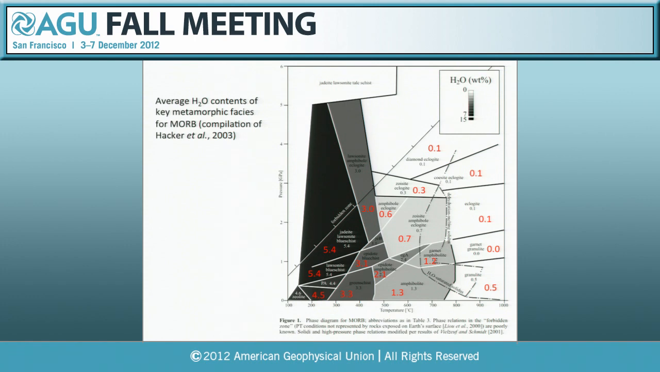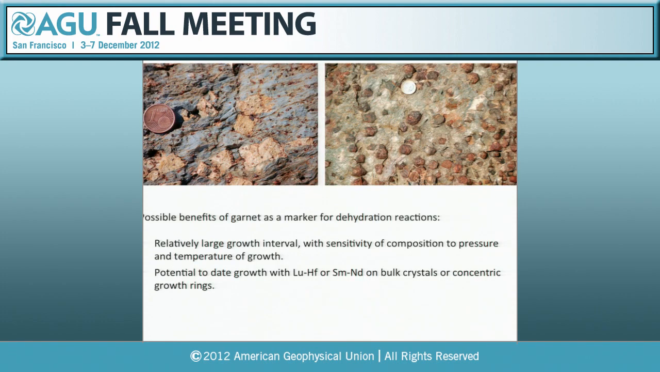And of course, if we were to choose a mineral that we would want to use as a proxy for dehydration, garnet might be that mineral. We've just heard in the previous talk a series of reasons why garnet would be useful. Not least, we can use it in thermobarometry to estimate the pressure and temperature of its growth, and therefore the pressure and temperature of dehydration.